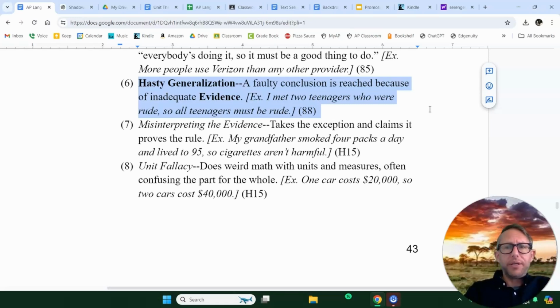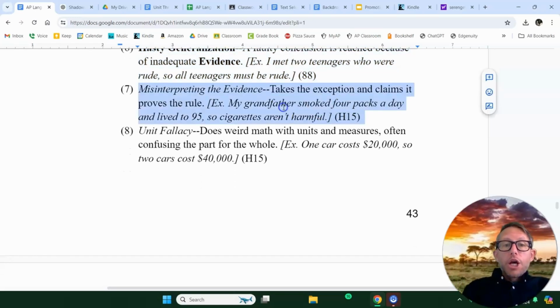I don't know, maybe there's even billions. I don't know how that looks demographically, okay? But you need a good quantity of evidence to support that conclusion that you've made. Two rude teenagers, that does not make a generalization, okay? You could be misinterpreting the evidence, taking the exception and claiming it proves the rule.